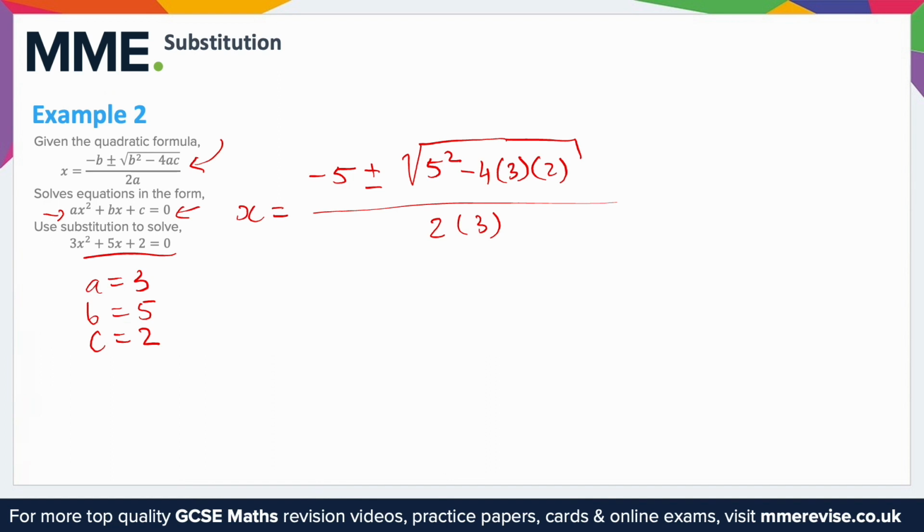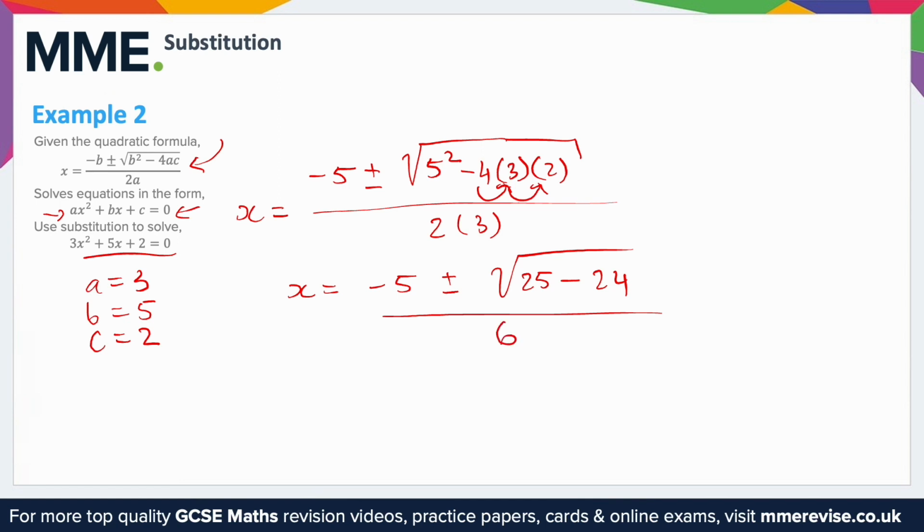From there, we can do some calculations, and that will give us x equals minus 5 plus or minus. So the square root is a little bit difficult to tidy up. 5 squared is going to be 25. Take away 4 times 3 is 12, times by 2 is 24, over 2 times 3, which is 6. So again, simplifying this down, minus 5, we can't do a lot with that for now. Plus or minus the square root, 25 take away 24, so that's just 1, over 6.